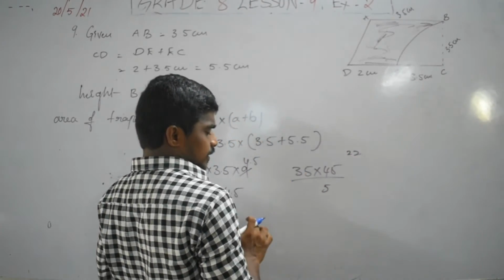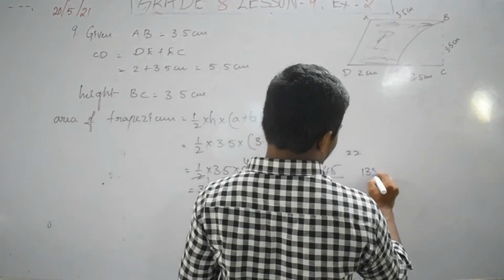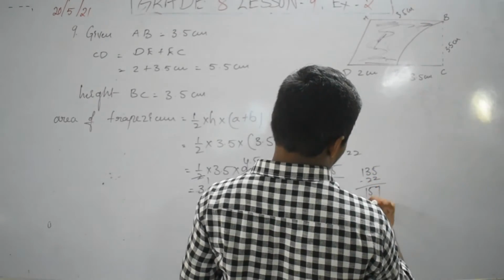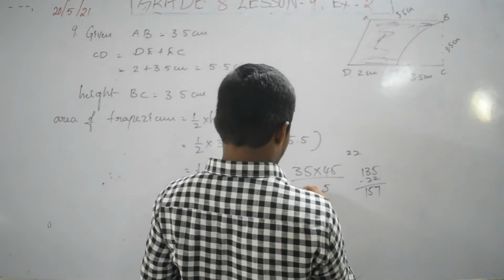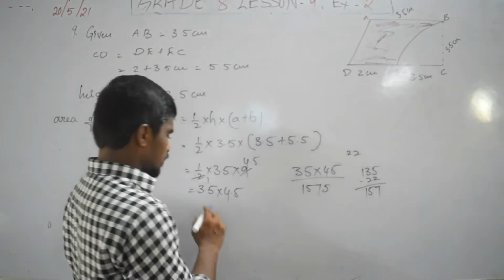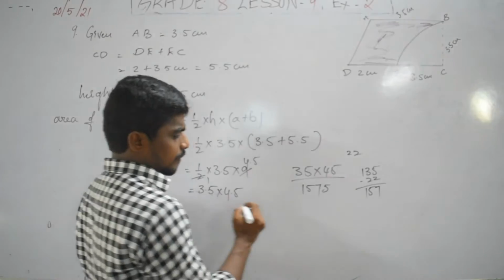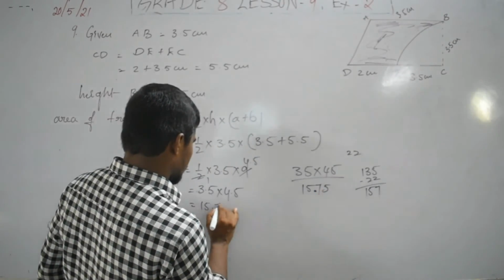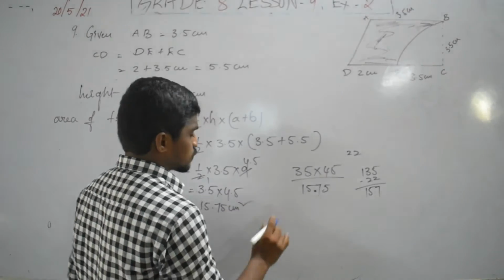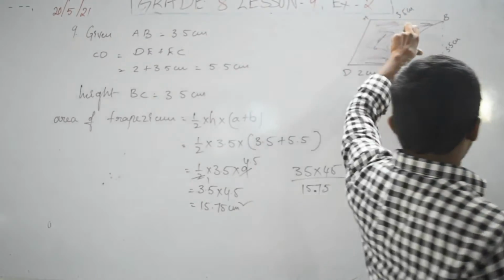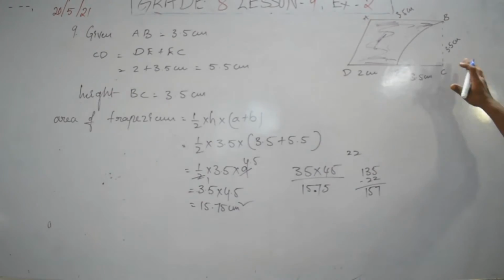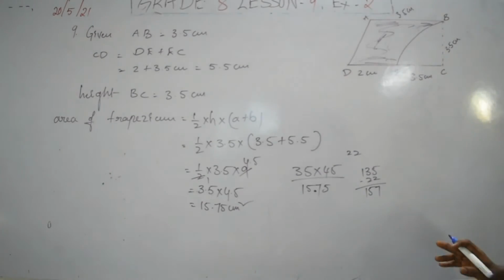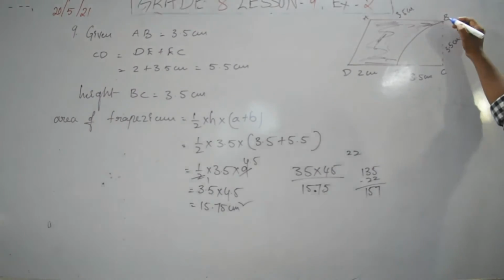135 plus 22.5 is 157.5. Here, point after one number, so one decimal place. So the area of the trapezium is 15.75 centimeters square. So we have found the area of the trapezium, 15.75 centimeters square.